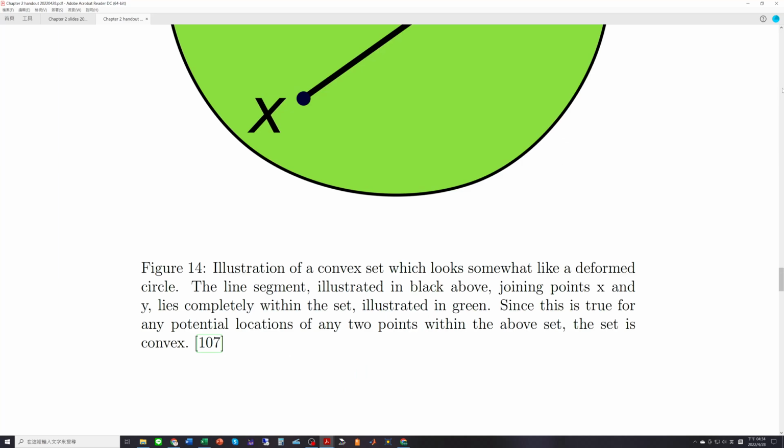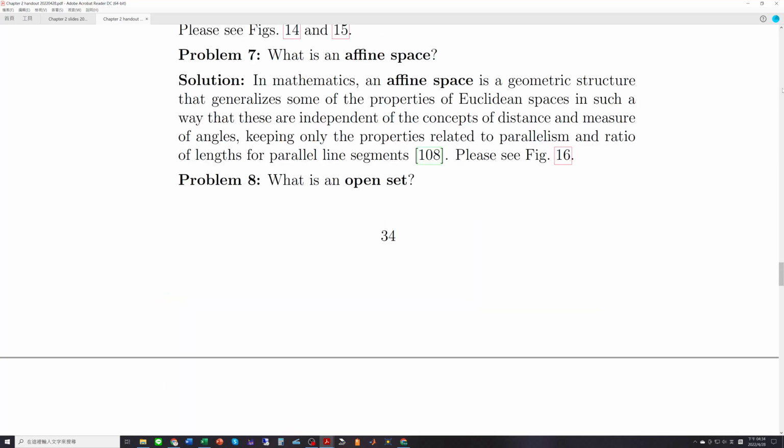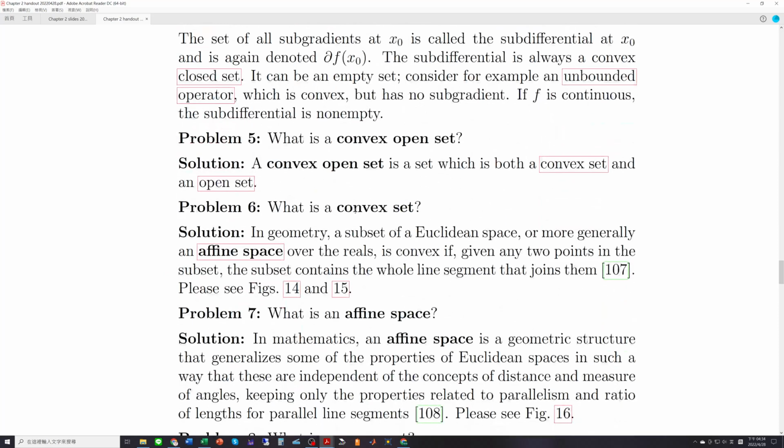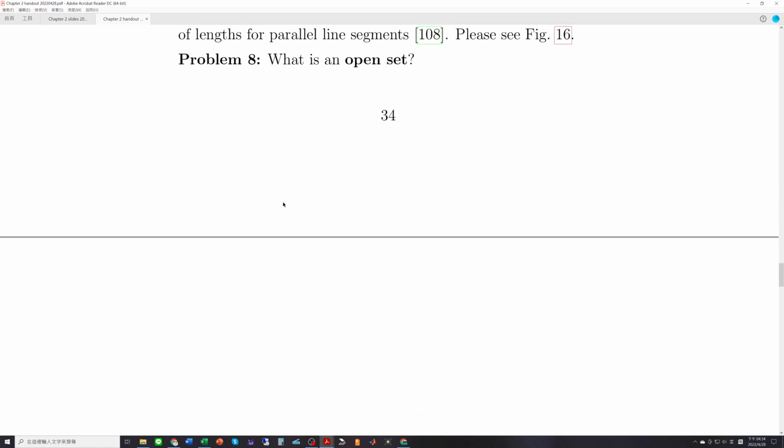Okay, let us go back to the problem, convex set. So convex set comes from here. And what is an open set? Let us go to problem 8. What is an open set?